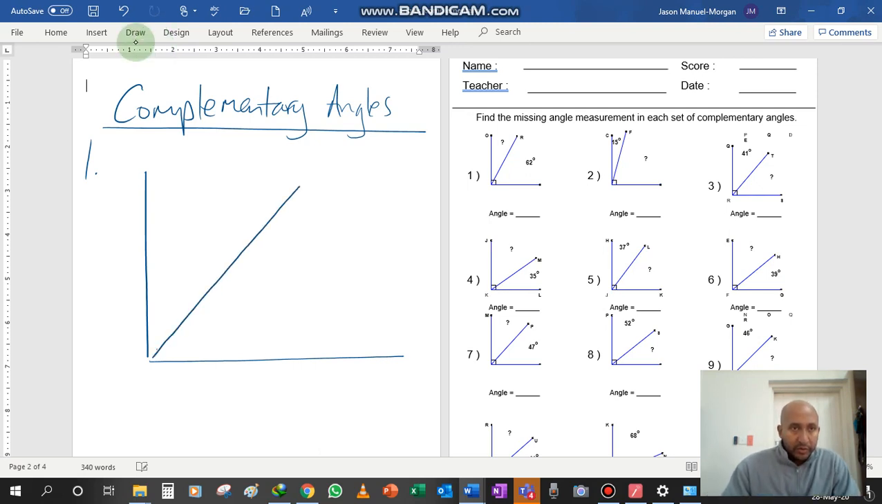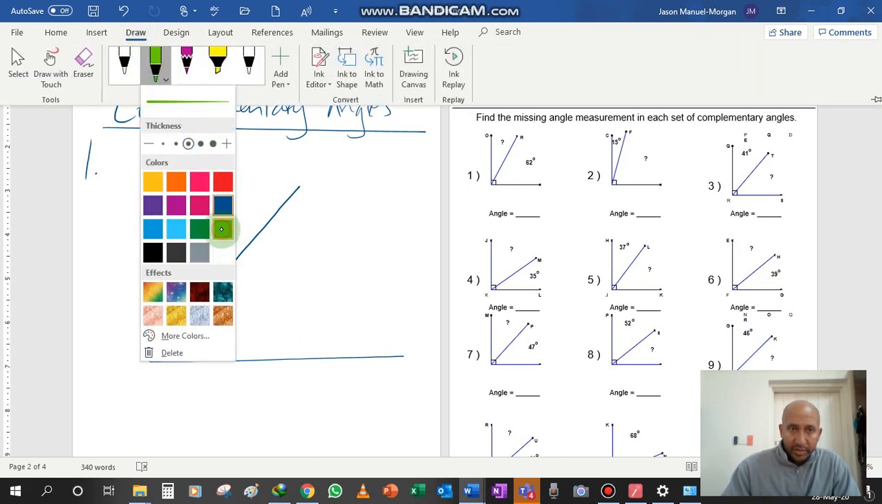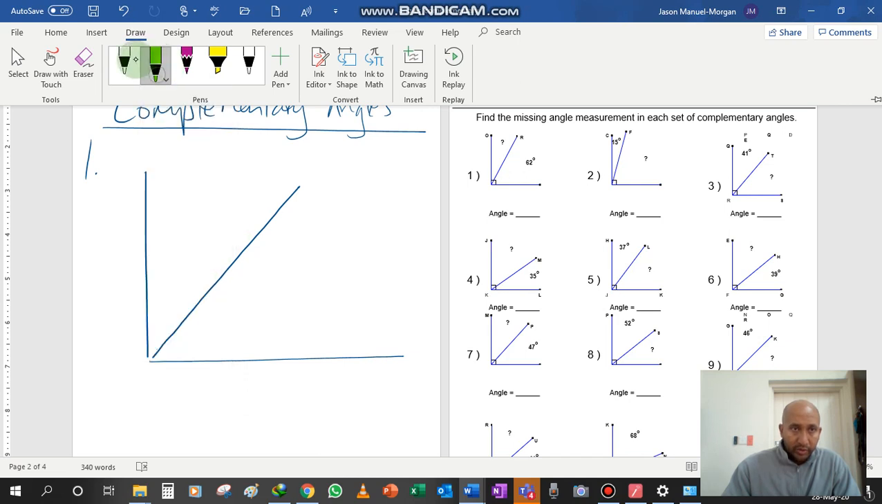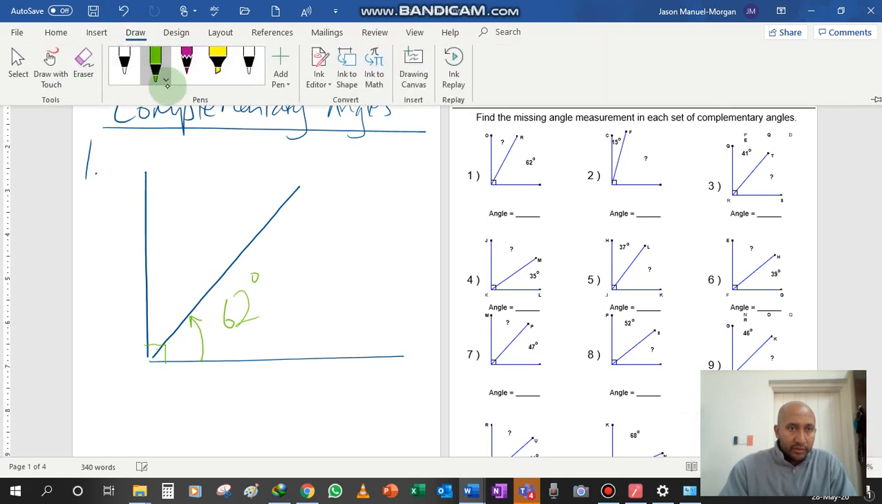Right, you can work on a piece of paper and take a photo, paste it into Word. You can work in OneNote, you can work in Word directly. It's up to you, but I need to see your calculations. We are given that this is a complementary angle that is 90 degrees, and we are told for number 1 that this angle is 62 degrees, and our job is to now calculate, I'm just going to make this a bit bigger, the unknown.